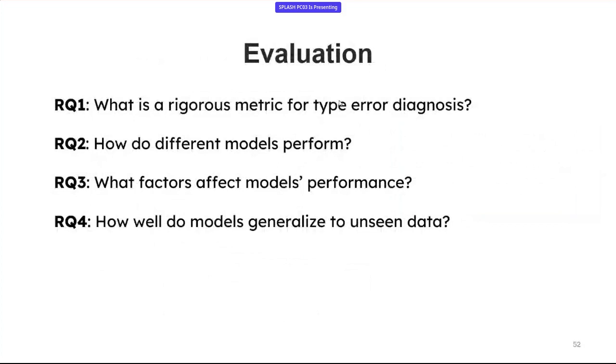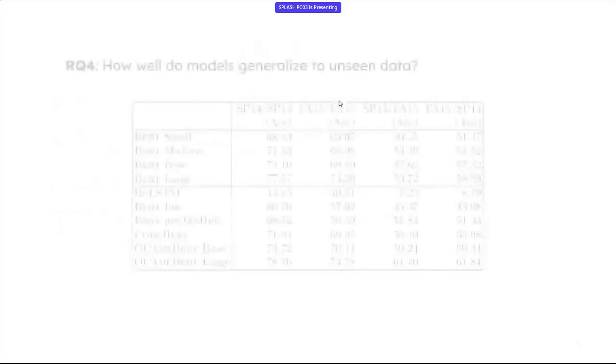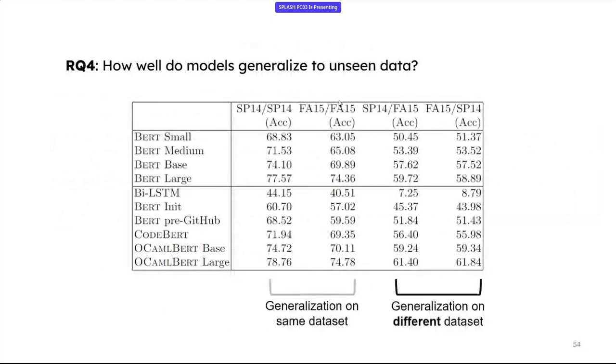Okay, so the last one, which I think is also the most important one in real-world use of these models, is how well these models generalize to unseen data. If you look at the first two columns, we train and test on the same data set, so you investigate their performance on the same data set. But this is not always the case in a real-world scenario. In a real-world scenario, we always see something we have never seen before, right? So the last two columns are what we really care about.